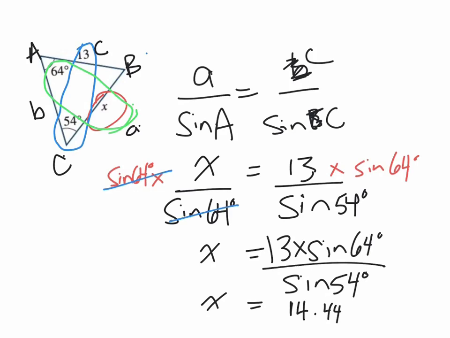I always check my answer afterwards. So I just check for a second and see if my 14.44 seems like a reasonable length, and compared to 13, they do look like pretty similar lengths of sides. So yep, that seems like a reasonable length for x. Hope that was helpful for finding a side using the sine law.